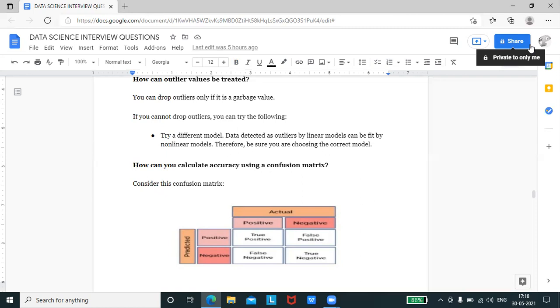So the target variable has two values, positive or negative. The columns represent the actual values of the target variable. The rows represent the predicted values of the target variable.